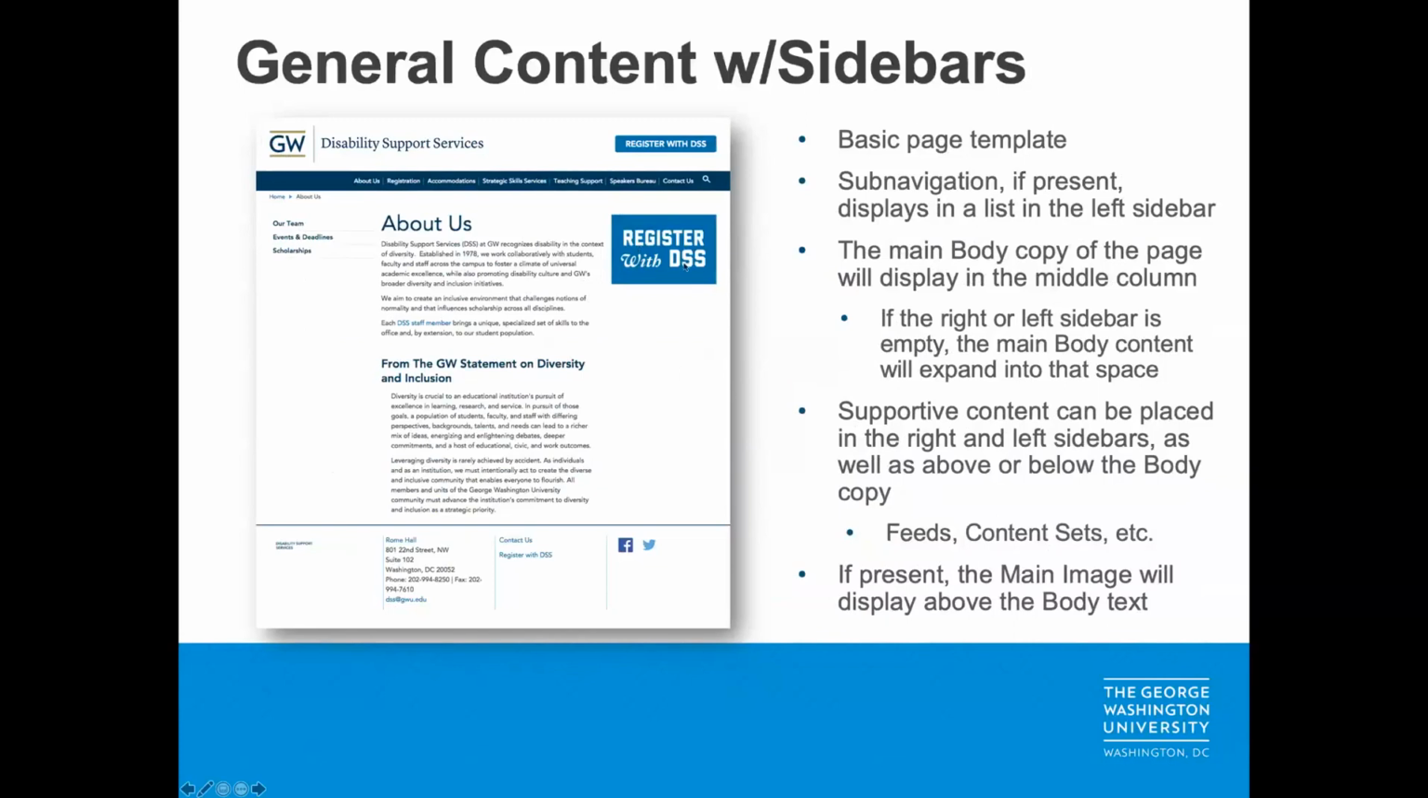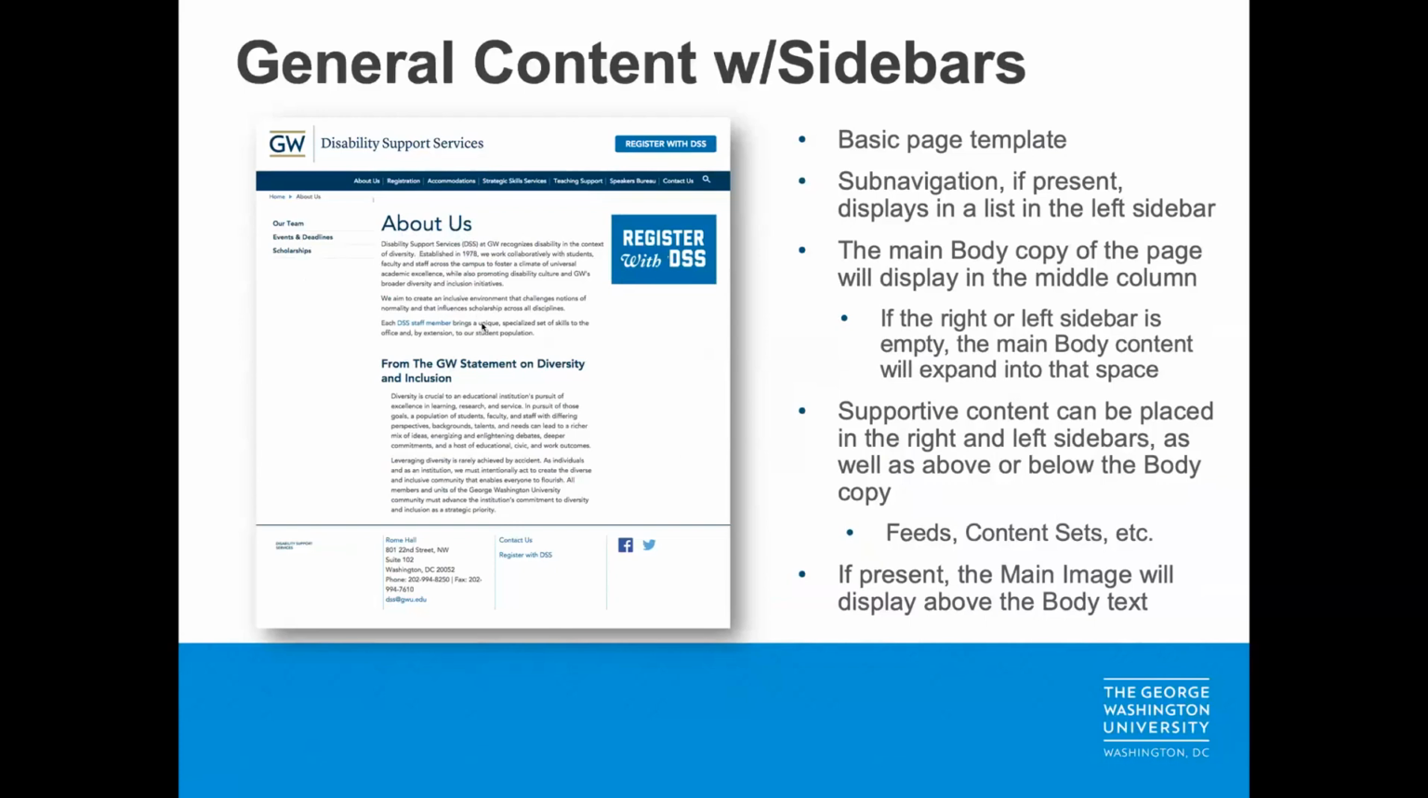And then you also have the ability to put items into your right sidebar. Here we can see just a simple promotion to register with DSS. But if they wanted to have additional supporting items, they could also have those in the sidebar. Other than that, they just have their page title and their body text going. If they did have a main image here, it would have been between the page title and the beginning of the body text, and it would span across the entire width of their content area here.